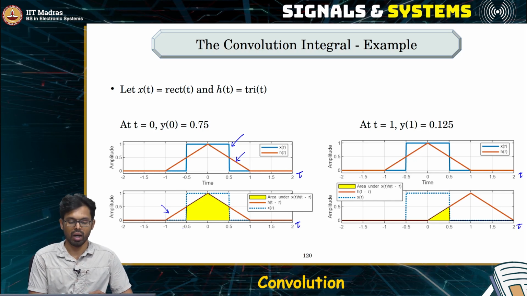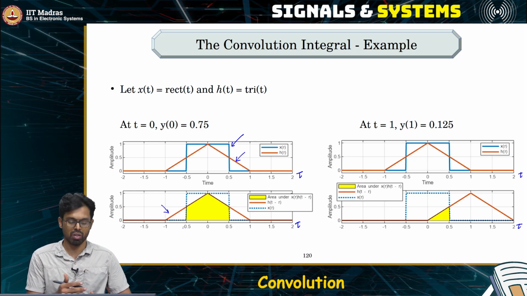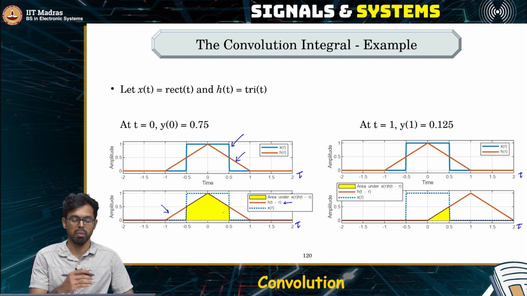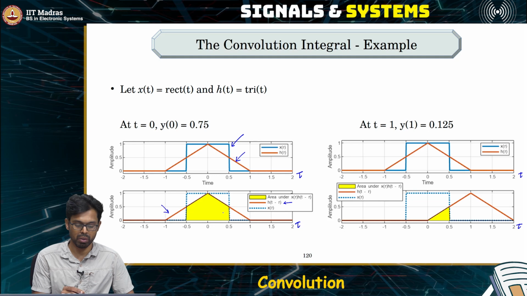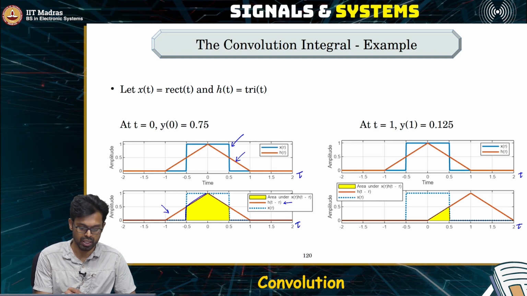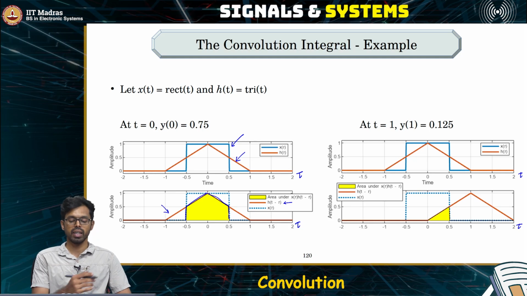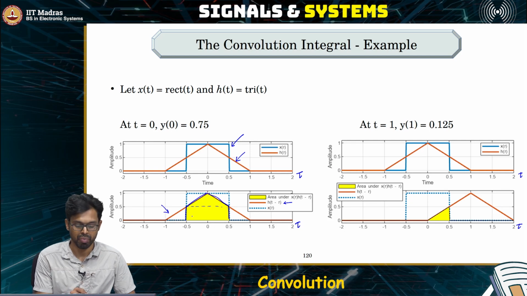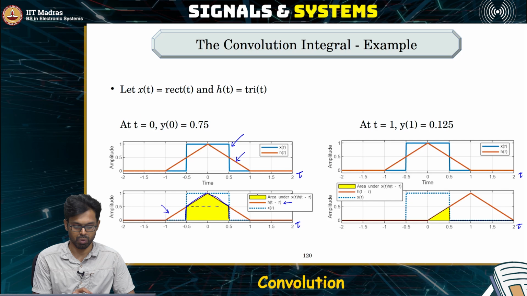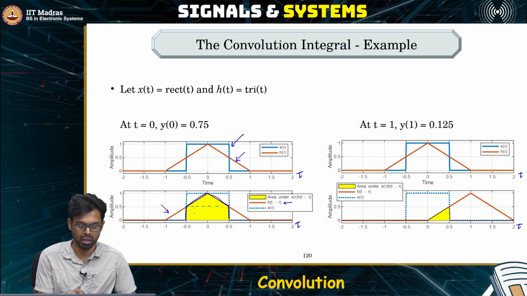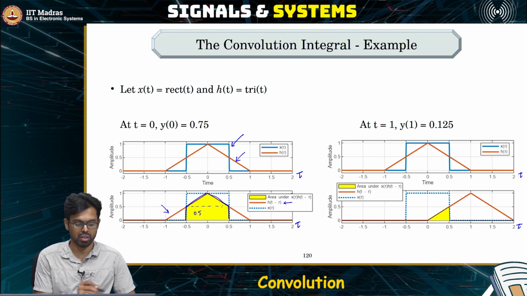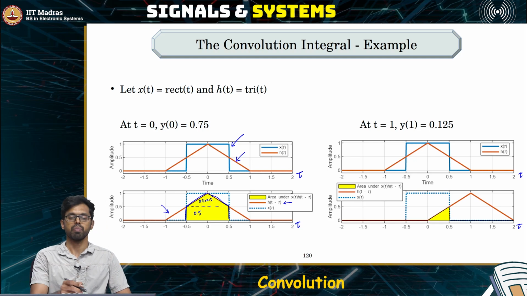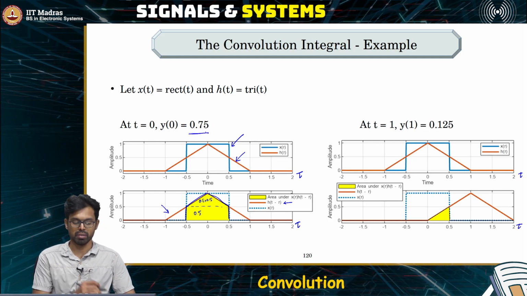Now, at t equal to 0, which is the shift of your impulse response, you get the signal to be present at this location. Multiply that with your input. When you multiply that with your input, the product is basically this curve. Find the area under the curve. Area of this curve is this rectangle plus this triangle. What is the area of this rectangle? It is nothing but 0.5. And what is the area of this triangle? It is nothing but 0.5 times 0.5. The total area is 0.75. That's exactly what we get.